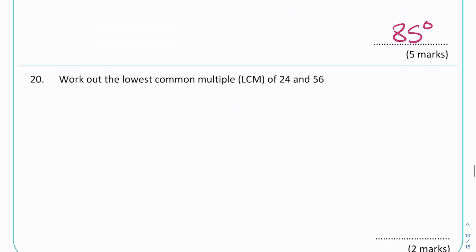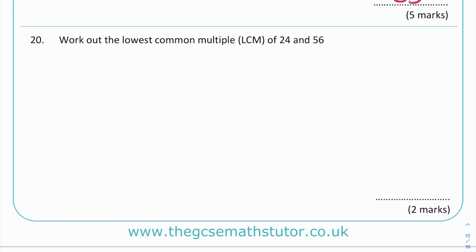So that's absolutely fine. Okay, so finding the lowest common multiple of 2 numbers. So when we're finding the lowest common multiple, that obviously means we are looking at their times tables. We're not doing anything to do with factors here. So we're going to write out the 24 times table and the 56 times table.